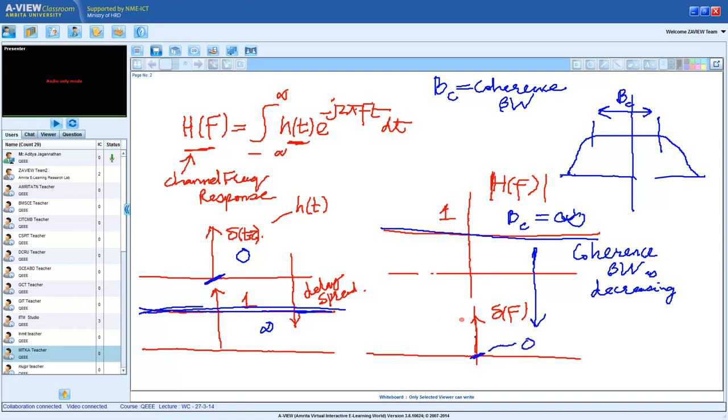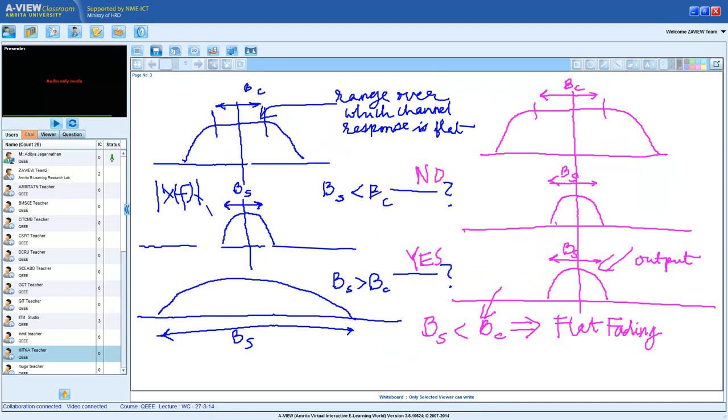So what we are saying is, as delay spread increases, the coherence bandwidth decreases. As the delay spread increases, the coherence bandwidth of this system decreases.